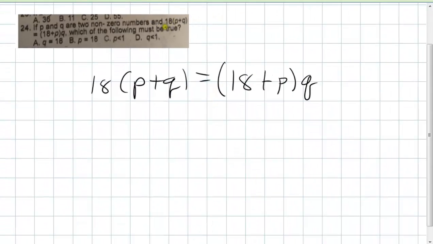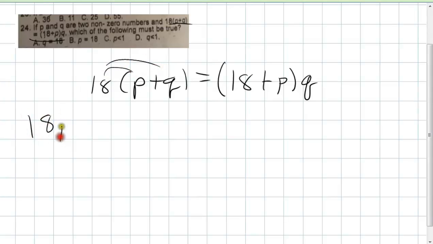So here we have question 24, and it says if p and q are two non-zero numbers, and 18 times the quantity p plus q is equal to the quantity 18 plus p times q, which of the following must be true? And then it gives us some options. So I've gone ahead and written out what the question gave us. And now I'm going to start simplifying to see what I can find that could be true of p and q here. So I'm going to distribute the 18 over here.